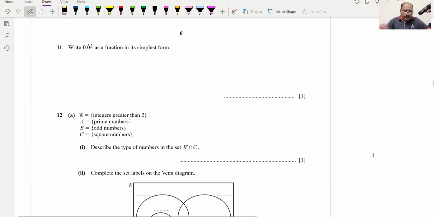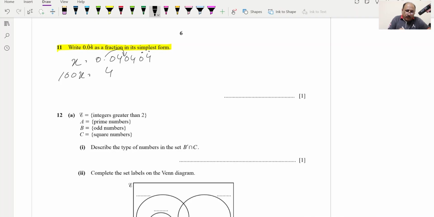Now question number 11, we have to write this as a fraction in simplest form. So we can rewrite, for example, x is equal to 0.0404, and 04 is basically recurring, and 100x will be equal to 4 point. We can move this decimal over here, and it will be 4.0404 recurring.